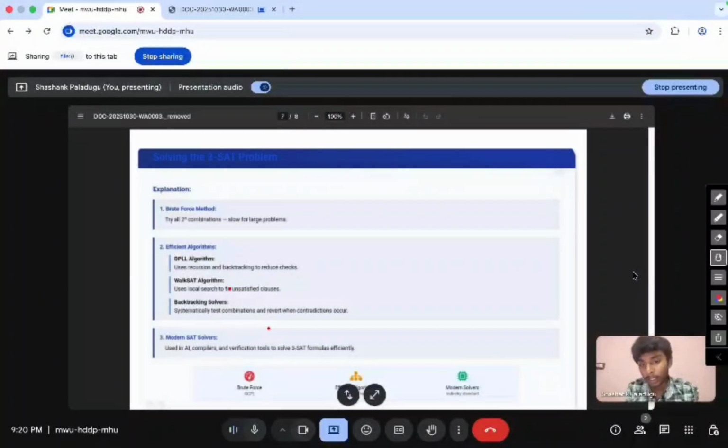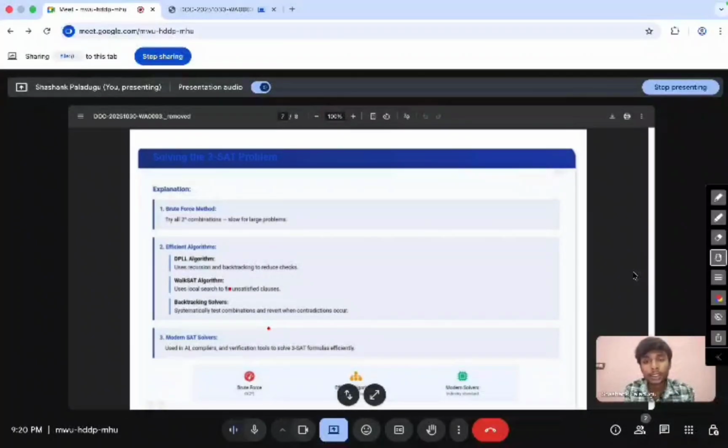And the third and last is modern SAT solvers. These are powerful computer programs. These are the most powerful among all of them. In AI and verification systems, they can solve even huge SAT problems efficiently. That is clear, right? Okay.